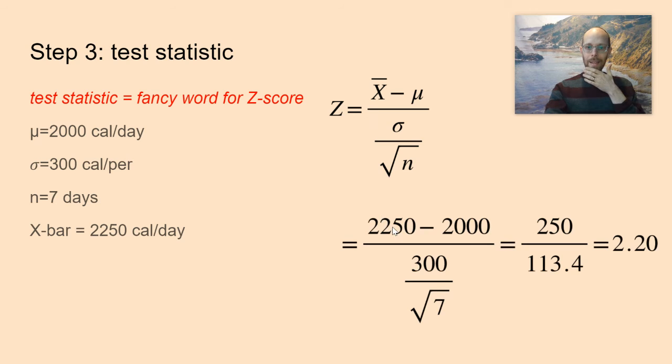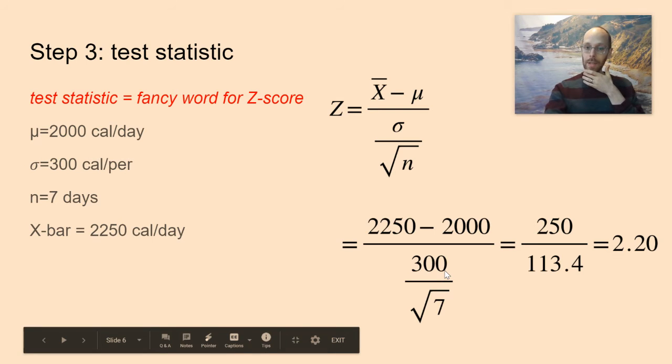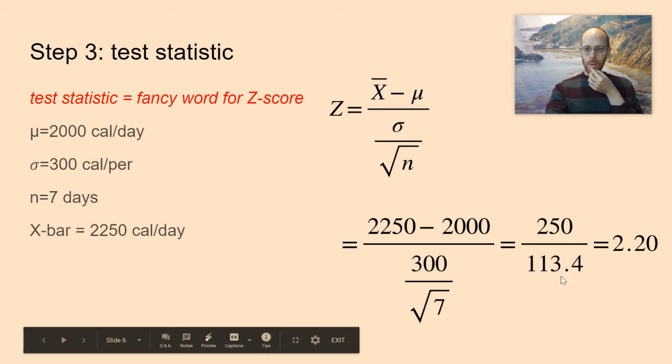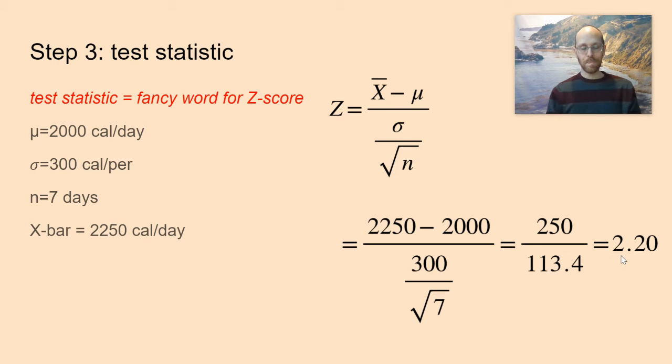So in the case of this problem, that would look something like this. I plugged in the X bar here and the population mean here, the population standard deviation here, and the sample size inside the square root. I simplified that to find that we're 250 calories above the population average. This is how much a normal amount of variation would be, or in other words, I got this from doing 300 divided by the square root of 7. When I divided those, I got a z-score of 2.20.